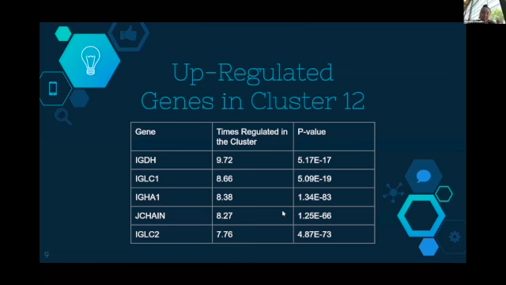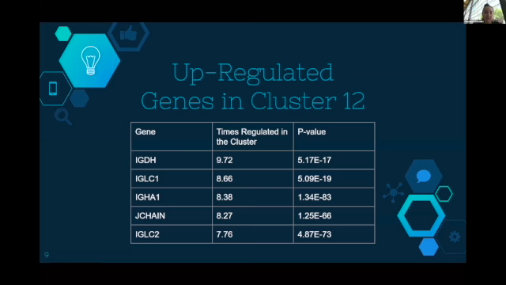And I wish I could go over each cluster and tell you the main genes found in them, but due to the short amount of presentation time, I will only be going over the top 5 upregulated genes in cluster 12 as seen in this table. And so the p-values for all of these are very significant. IGHD is a gene in cluster 12 and is upregulated 9.72 times, which makes it the most common gene found in that cluster. It has a p-value of 5.17 times 10 to the negative 17.